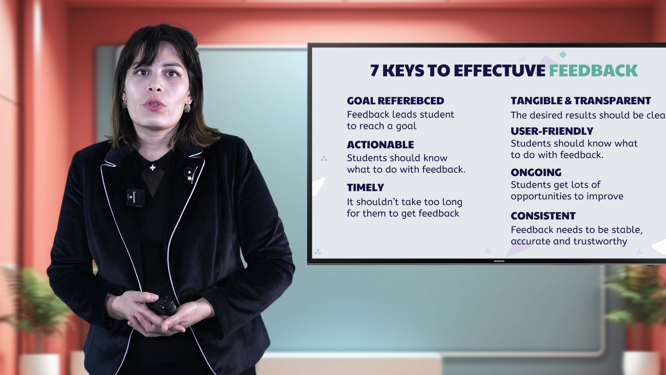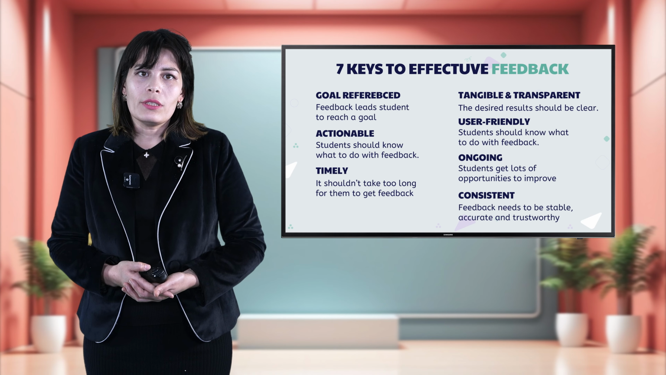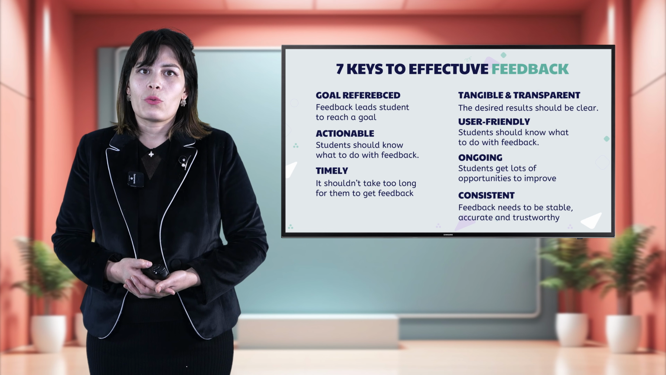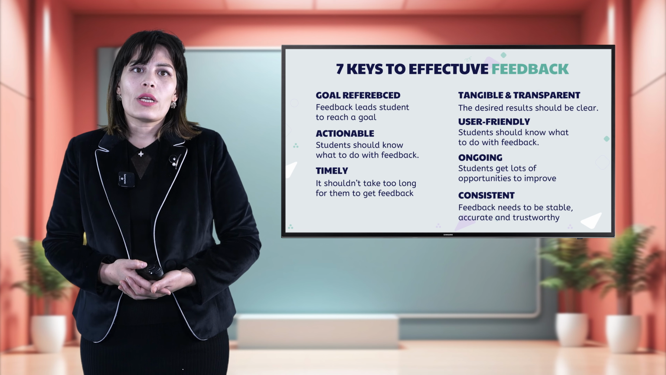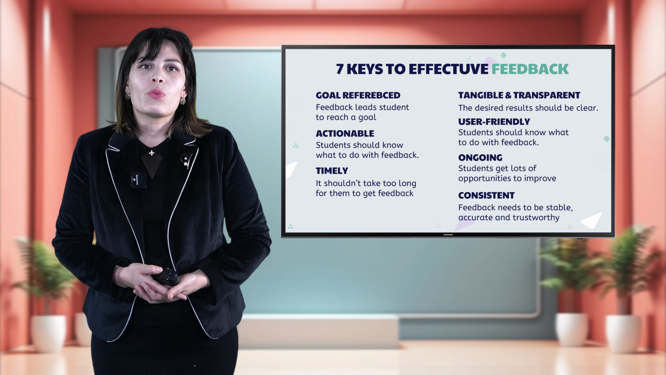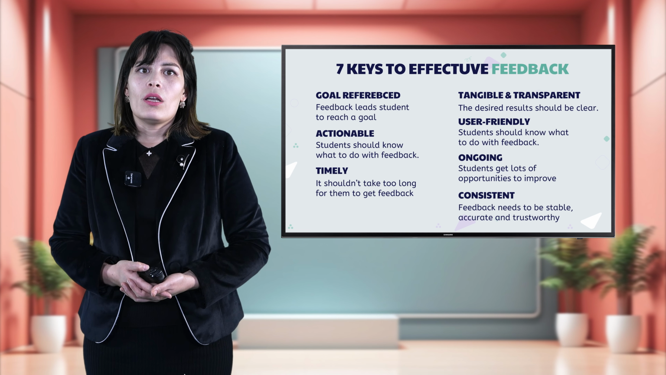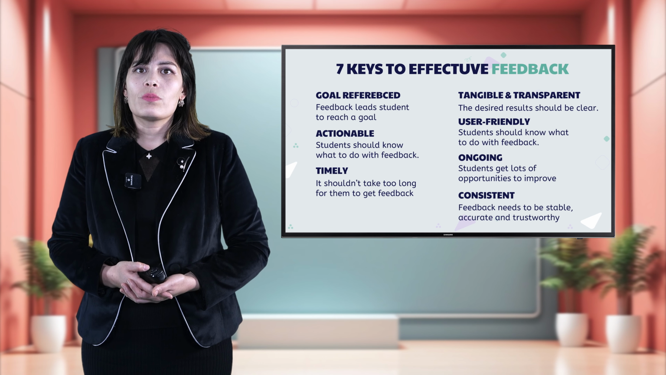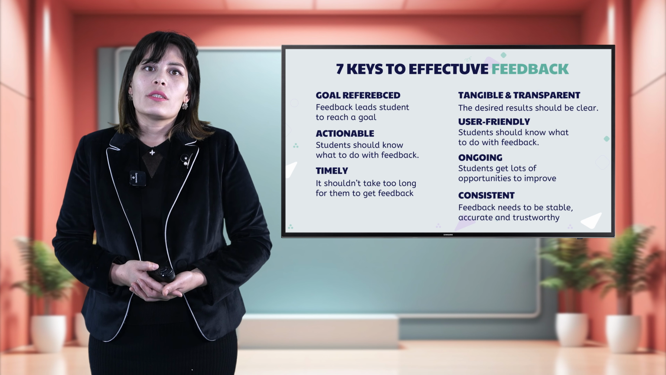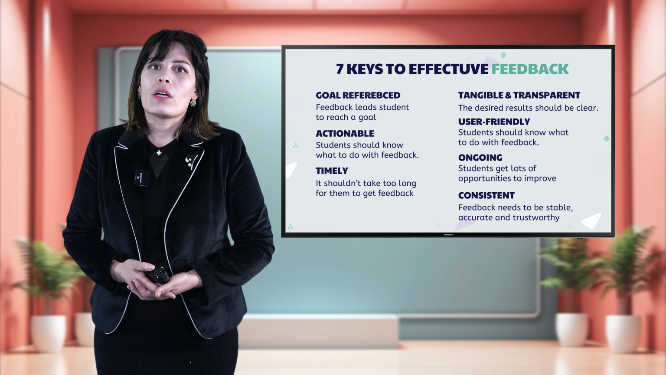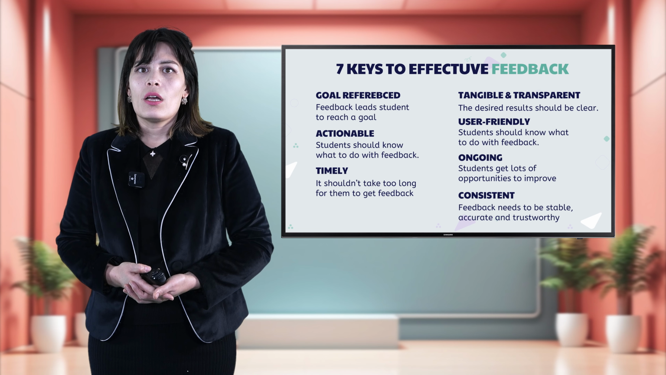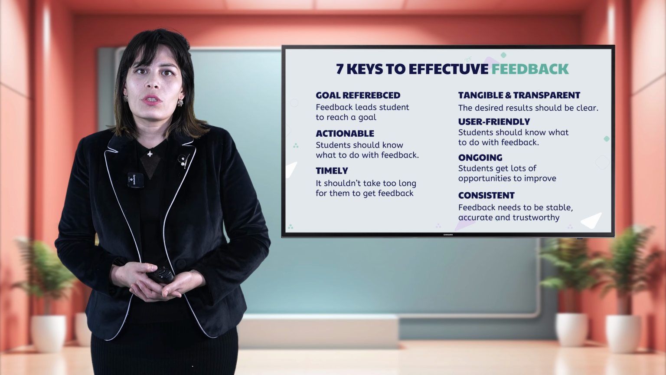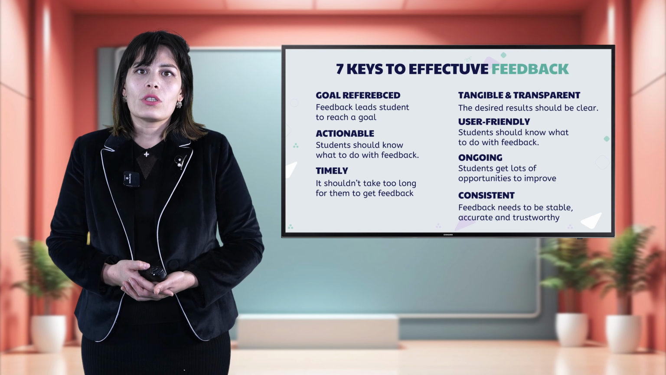If we look at the first goal referenced, this is an effective way of giving feedback that leads students to reach a goal. The next one, tangible or transparent. So the desired results should be clear and transparent. And actionable. Any kind of feedback should be actionable, providing clear and concrete guidance on what the learner can do to improve their learning outcome.